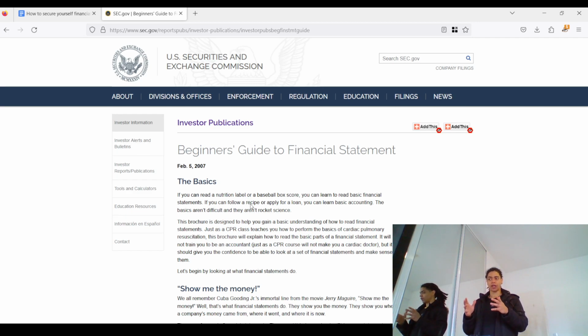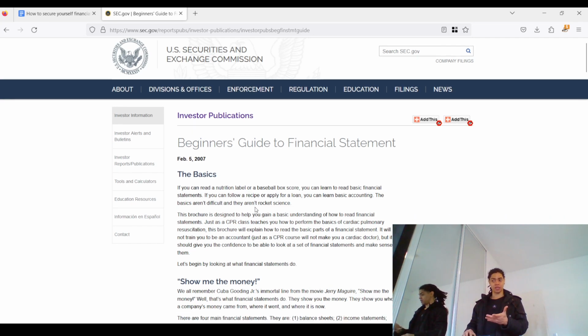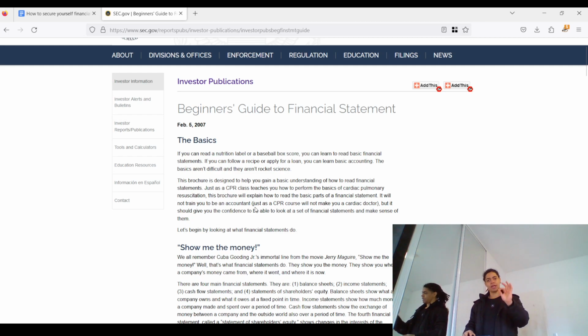So these sections illustrate how gaining an understanding of the basic parts of a financial statement is much like a CPR course that teaches you how to perform basic cardiopulmonary resuscitation, but it won't train you to be a cardiac doctor. So this section won't train you to be an accountant. However, it can give you some confidence, so when you see a set of financial statements, you can make sense of them. And that's the whole point of this section.